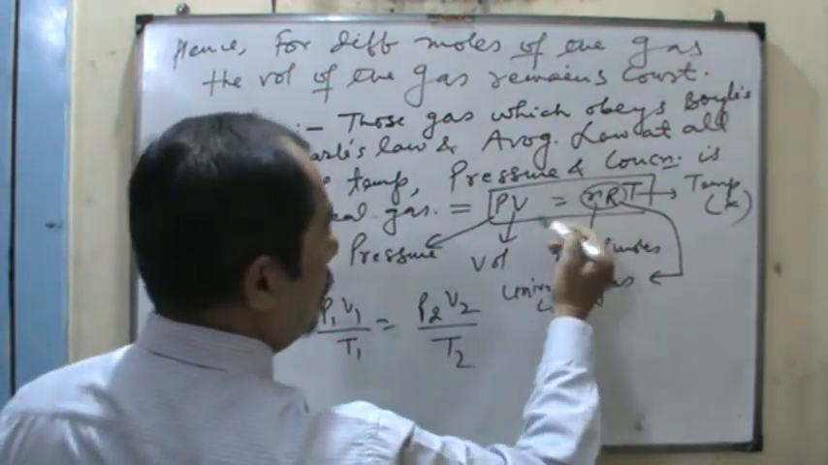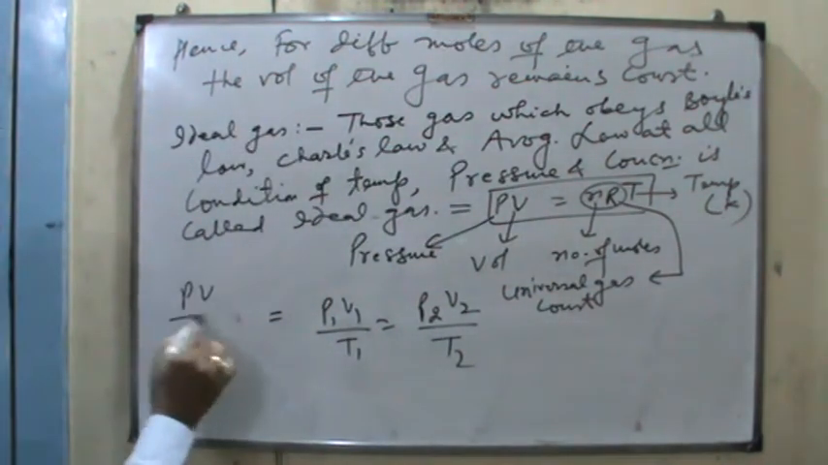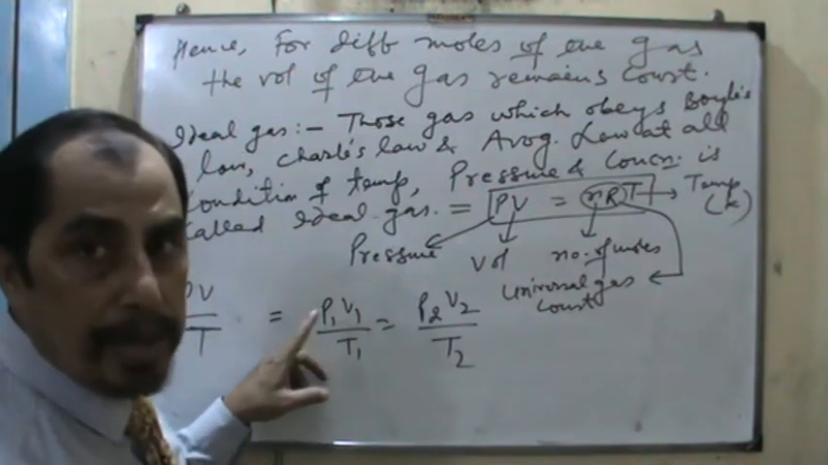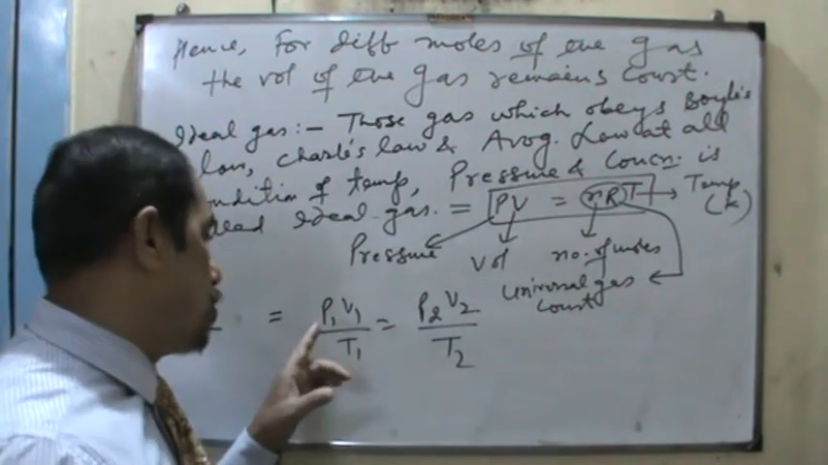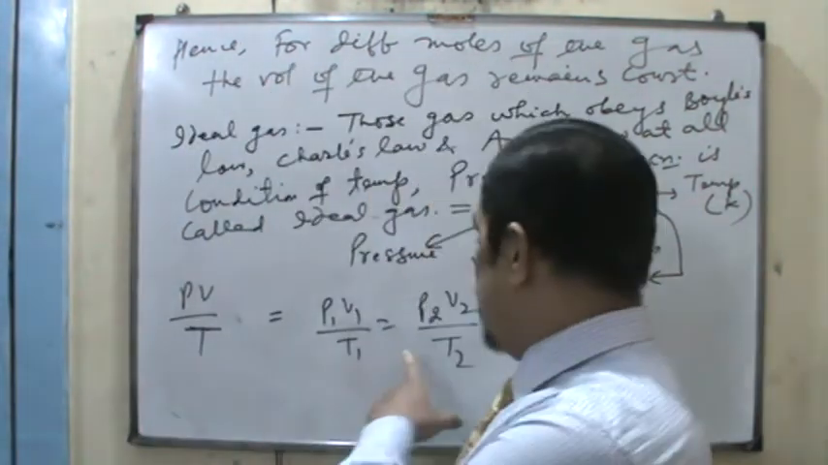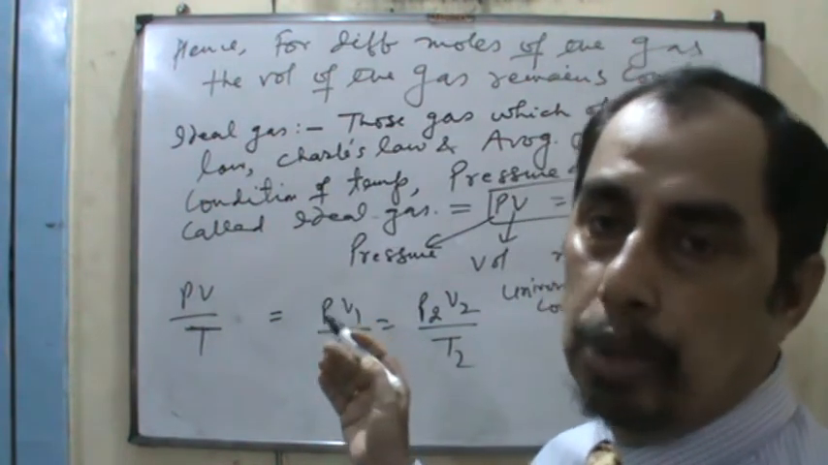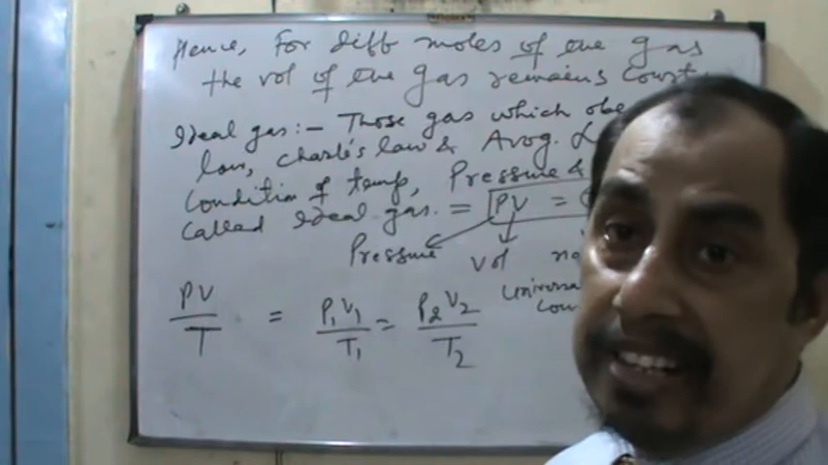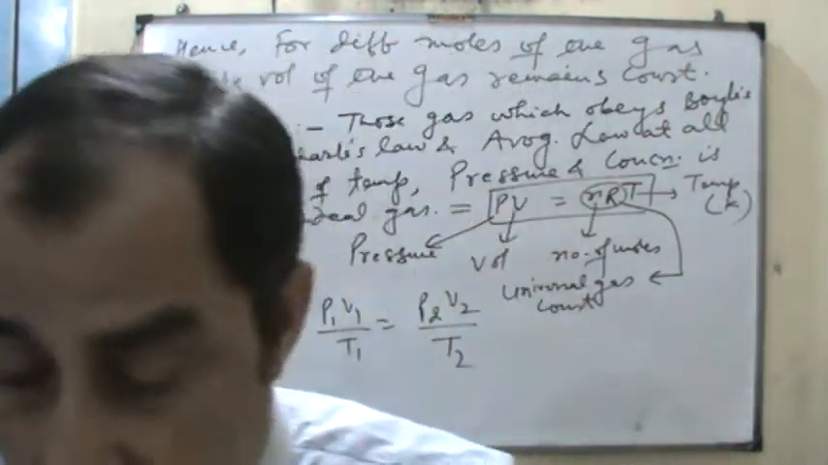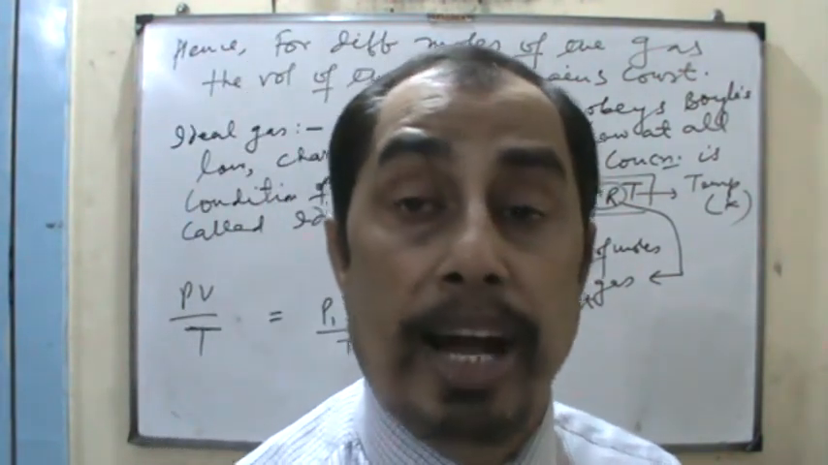So if we take these two, then PV/T. For the initial condition, it is P1V1/T1: initial pressure, initial volume, and initial temperature. And just like that, final pressure, final volume, and final temperature. So PV/T can be expressed as P1V1/T1 = P2V2/T2. How to derive this law? How to prove this law? We take the help of Boyle's, Charles', and Avogadro's law.